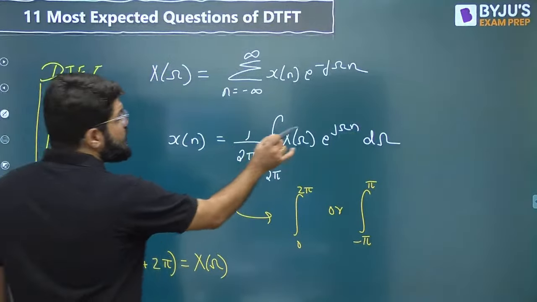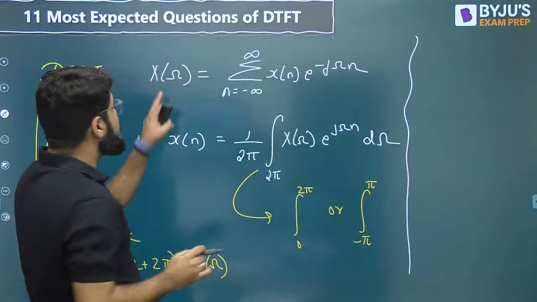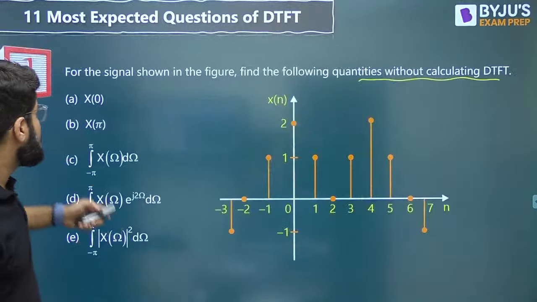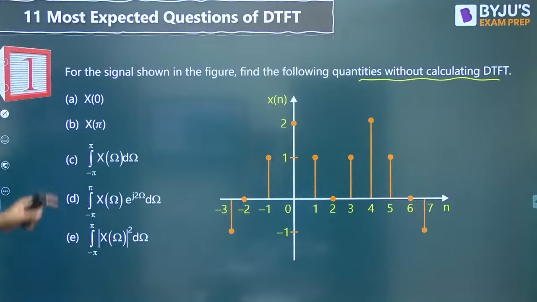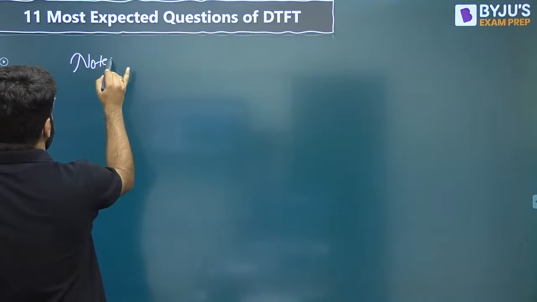Acha, noting down this formula, there are some important techniques to remember. So suppose you want to calculate X(0), that is actually the first question, then X(pi), that is the mid value. When you want to calculate X(0), please note down some important results from here.